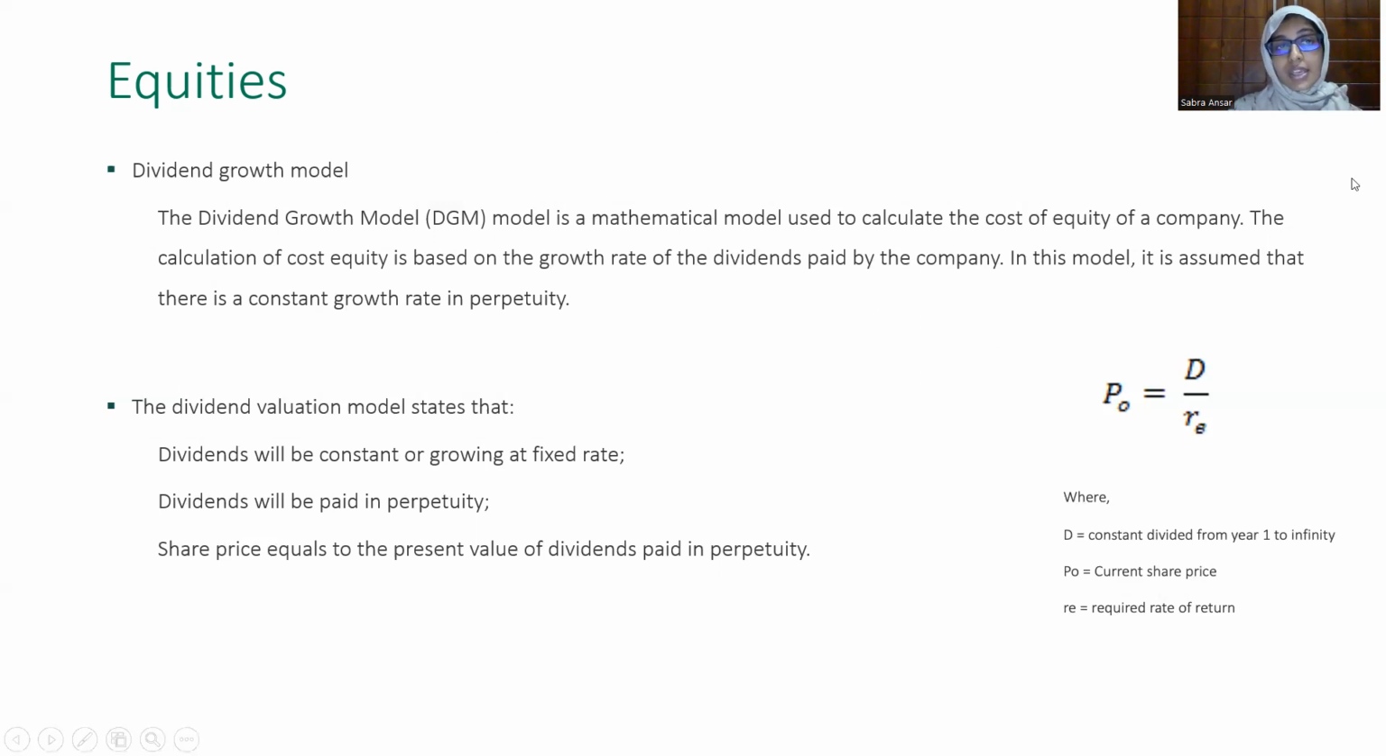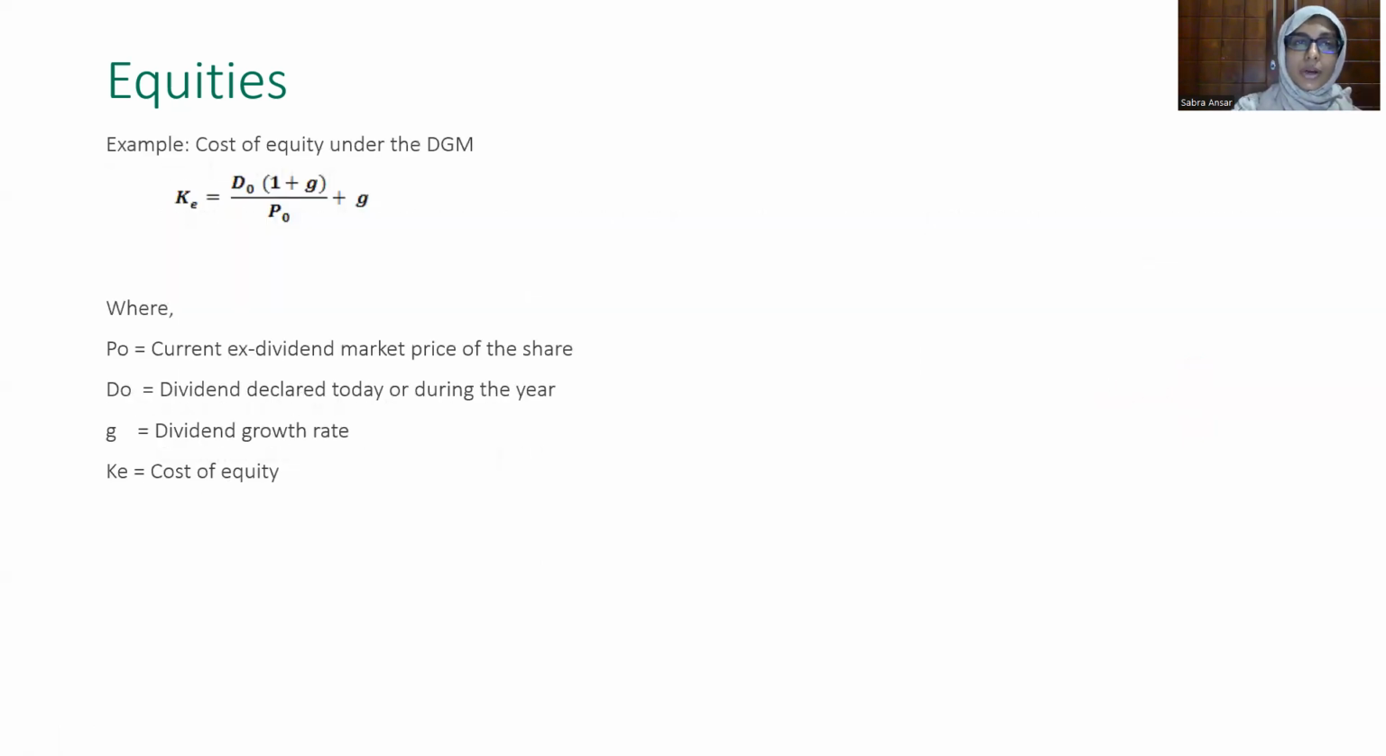As you can see here, the current share price according to this model is the constant dividend from year one to infinity divided by the required rate of return, and they believe that is what the current share price is. Moving on, we'll be talking about cost of equity under the dividend growth model.